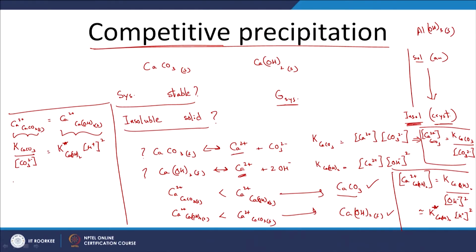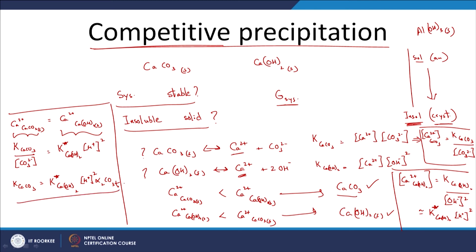You don't need to obviously mug up these derivations, but you need to understand how to get at them or understand the basics. So again, let's take this further. We are going to have K CaCO3 is equal to K star Ca(OH)2 into H plus squared. And what is CO3 2 minus? It's nothing but alpha 2 into CO3 total.